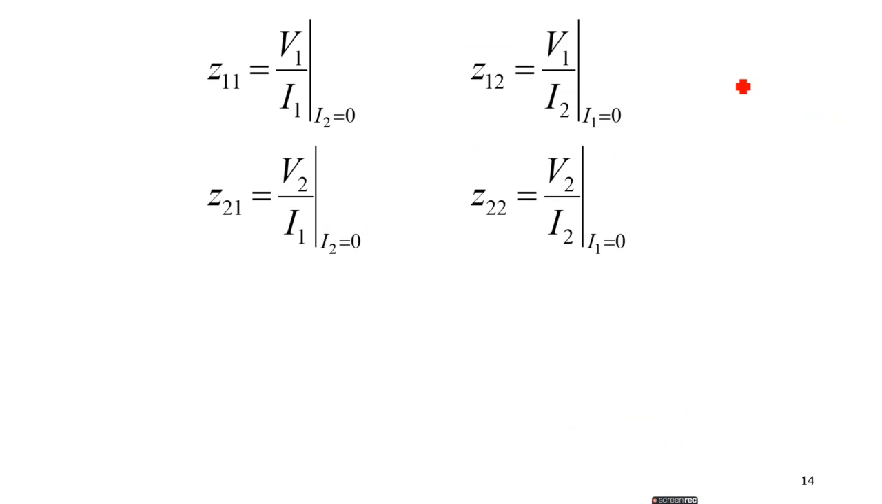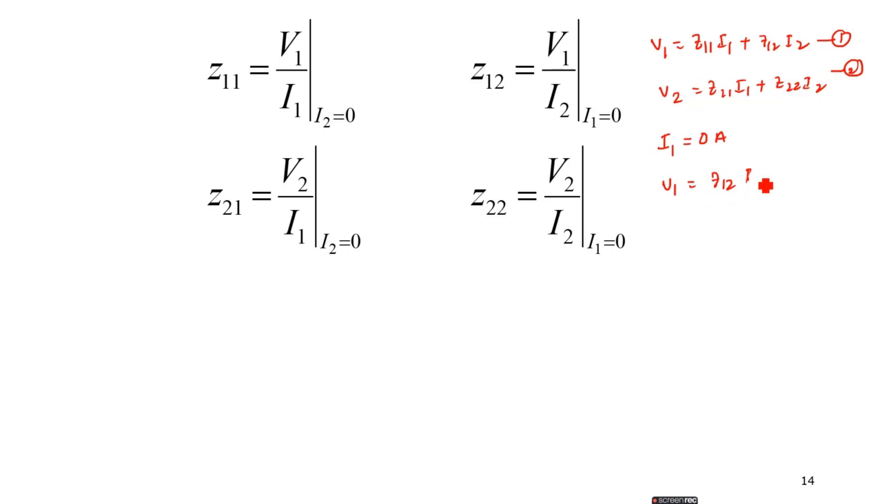So here we do have V1 equals Z11 I1 plus Z12 I2, V2 equals Z21 I1 plus Z22 I2. These two are the standard equations. So in this equation, let us make input port current as 0. Input port current as 0 means it is open circuited. At that time, what happens here? Wherever I1 is there, substitute. What will we get? V1 equals, this term is 0, plus Z12 into I2. From the second equation, V2 equals, this term is 0, Z22 into I2.